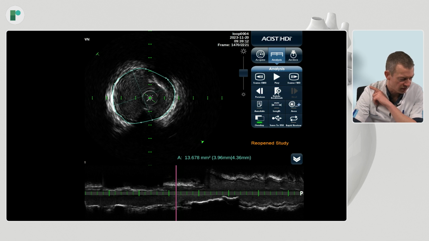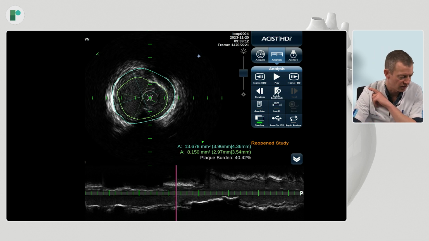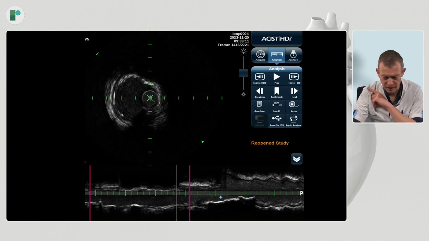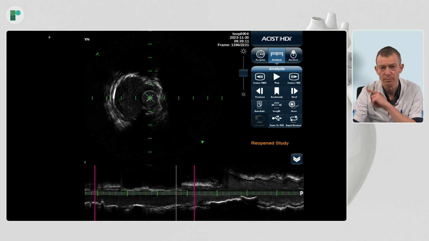The vessel area is 13.8. The lumen area, a little bit of a rough assessment, but just to give you an impression, it's 40%. So below 50%, I'm confident that this is good enough in this case. So that looked fine. So we proceeded here, if we go back to the presentation, with additional post-dilatation.